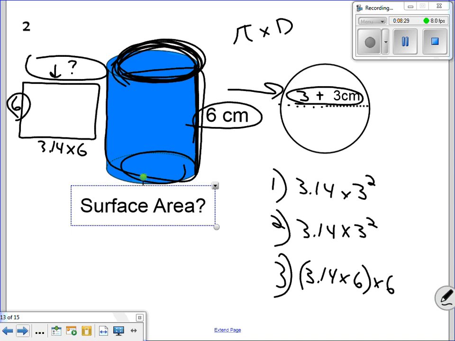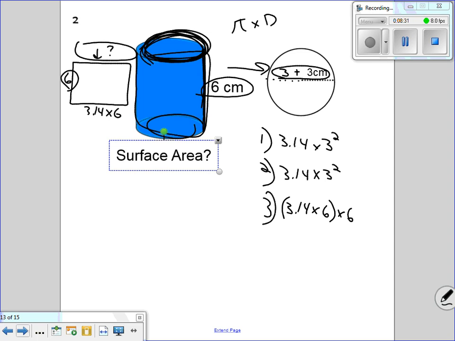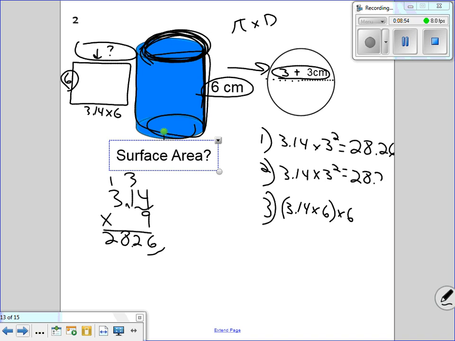So let's get going here. 3.14 times 9. The nice thing is I only have to do this one time. 4 times 9 is 36. 9 times 1 is 9, plus 3 is 12. 3 times 9 is 27, plus 1 is 28. Move these decimals. So this equals 28.26. So they're the exact same. This face and this face are the same.